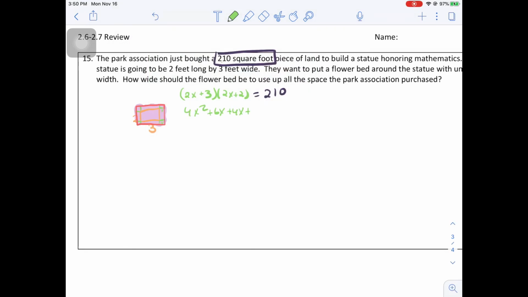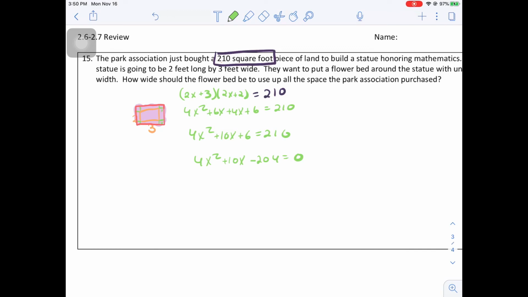So we're going to go 4x squared plus 6x plus 4x plus 6 is equal to 210. So that's 4x squared plus 10x plus 6 is equal to 210. So 210 minus 6 is going to give us 204. So that's 4x squared plus 10x minus 204 is equal to 0. All right. Does 2 come out of everything? Do I want to do this by hand? That's the real question. Let's not.